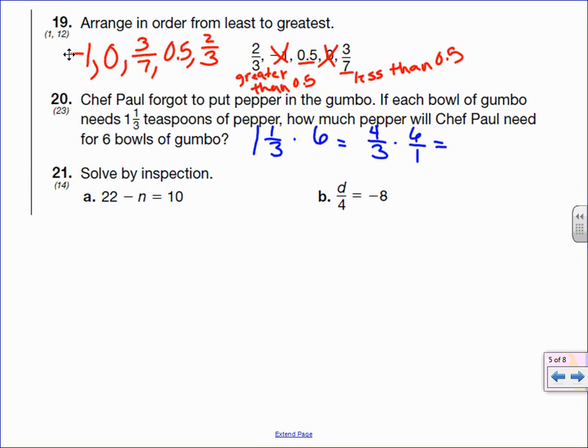Both 6 and 3 can be divided by 3. 3 divided by 3 is 1. 6 divided by 3 is 2. And then 4 times 2 is 8. 1 times 1 is 1. But that would just mean 8. And the units then are teaspoons. So he needs 8 teaspoons of pepper for 6 bowls.